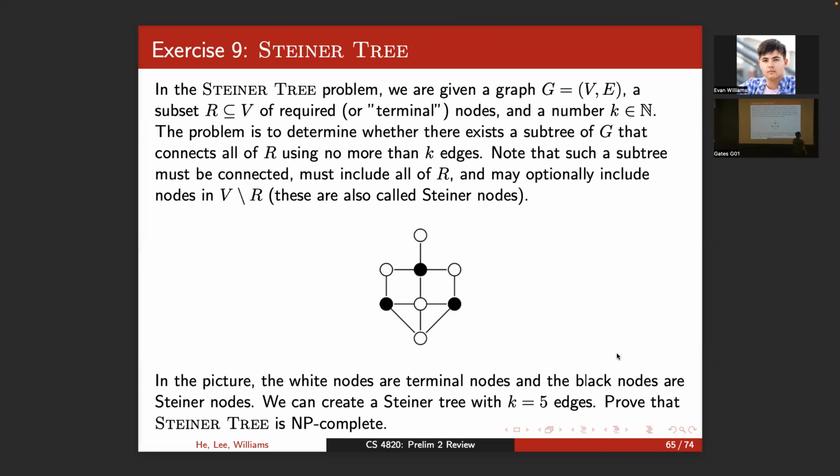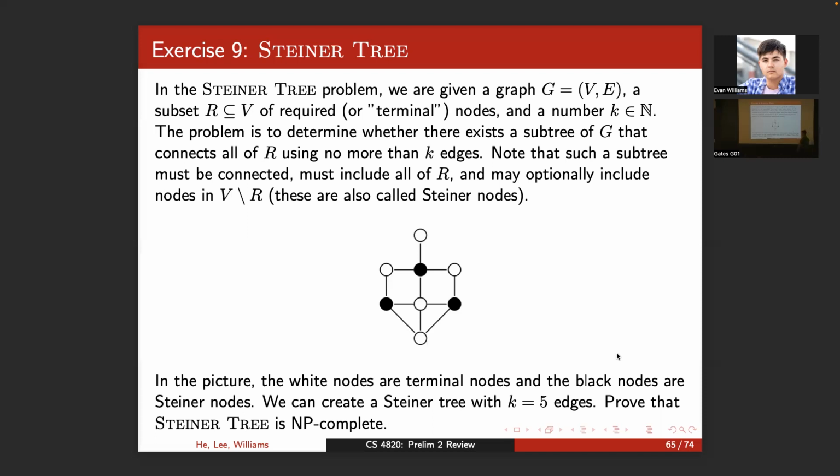A subtree has to be connected. It has to include all of the nodes in R, and it can optionally include nodes that are in V minus R. The nodes in V minus R we call Steiner nodes. In this example, the white nodes are our terminal or required nodes, and the black nodes are our Steiner nodes. We can create a Steiner tree with K equals 5 edges, right? We just take the cross, which has 5 edges and connects all of the nodes in R. Does that make sense? Okay.